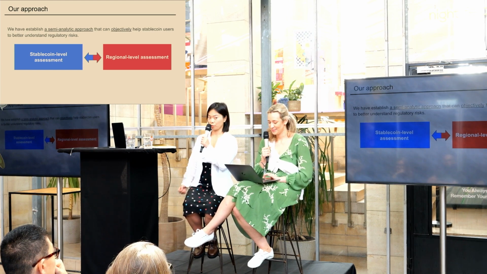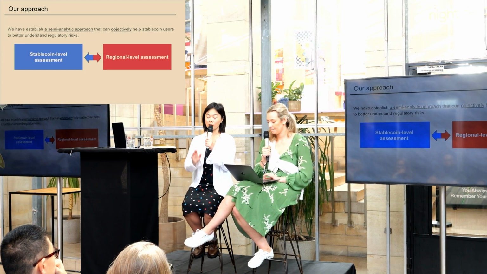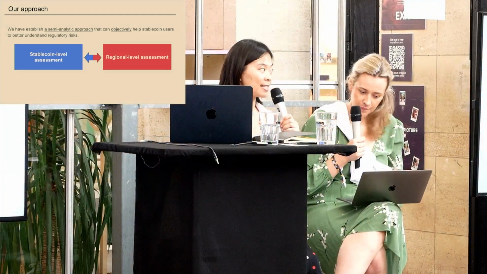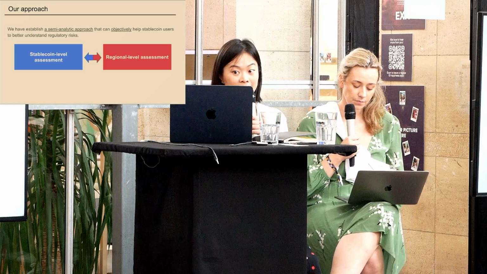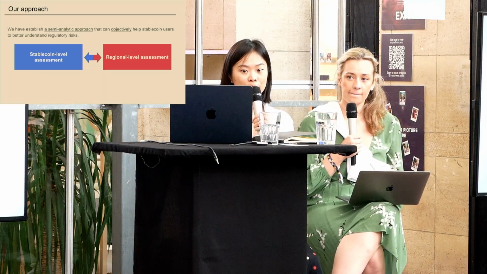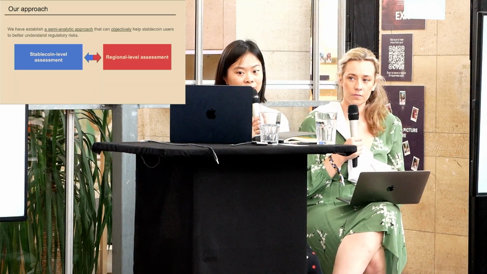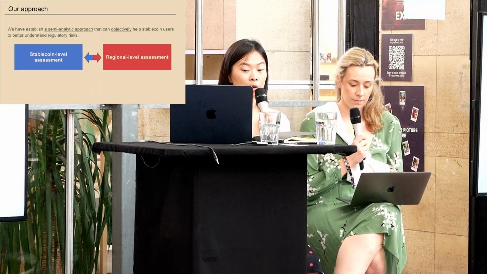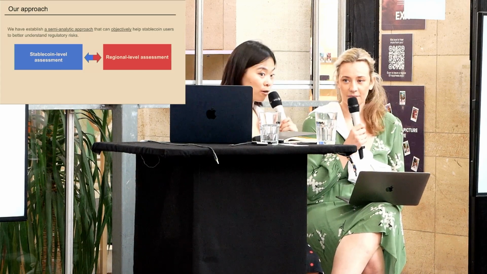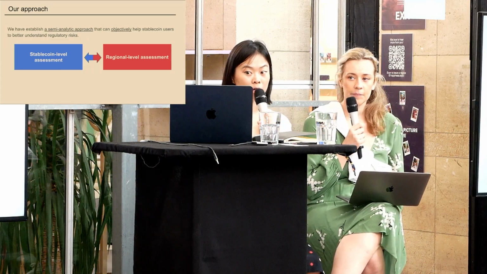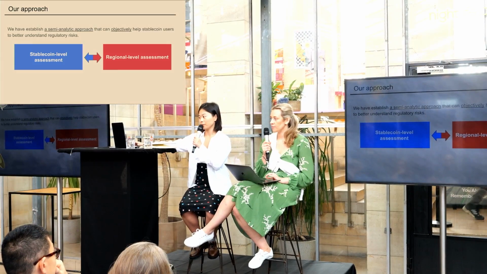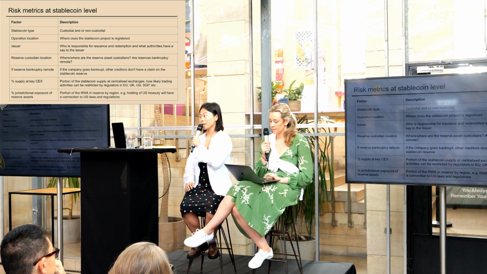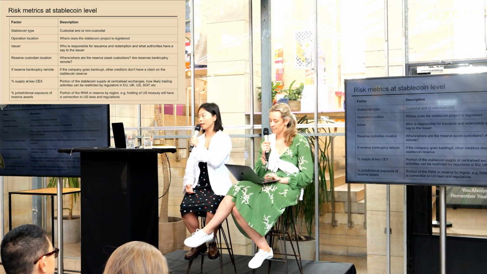So our approach to measure stablecoin regulatory risk to stablecoin users is to establish a semi-analytical approach that can objectively help stablecoin users to better understand regulatory risk. So we're going to have a stablecoin-level assessment crossed over with the regional-level assessment. So this is the risk matrix we identify at stablecoin level.